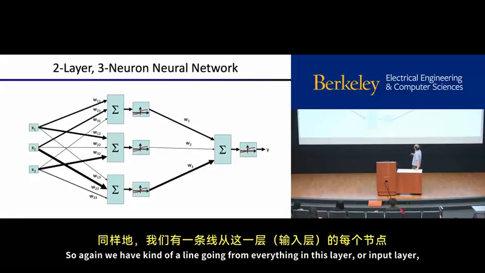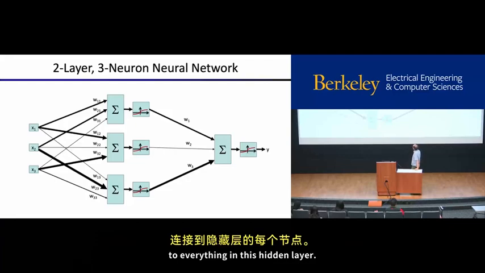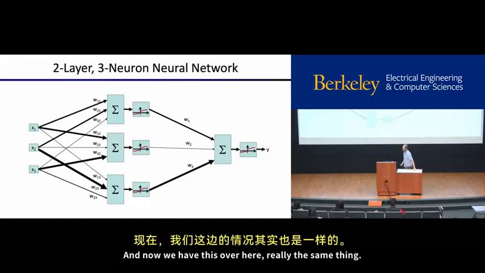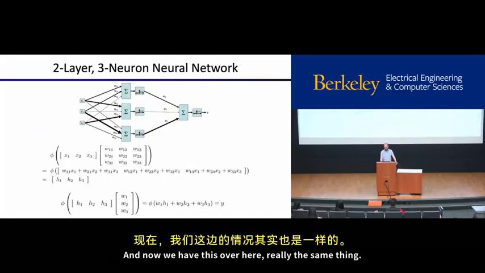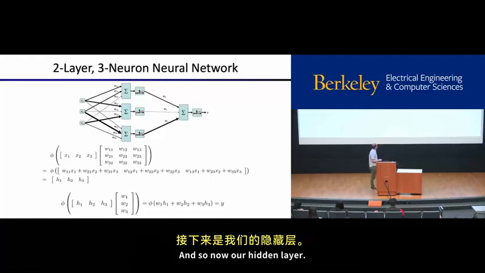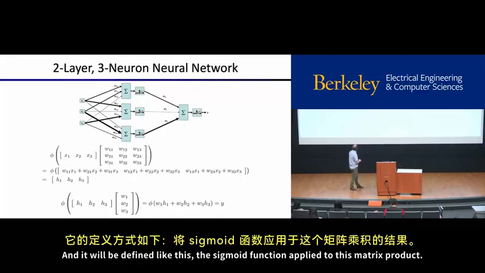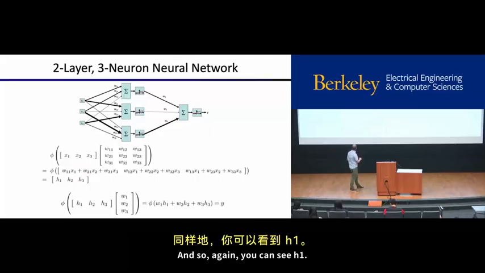So again, we have kind of a line going from everything in this layer, our input layer, to everything in this hidden layer. So this is going to be 3 vectors, you could think of them as. And now we have this over here, really the same thing. And so now our hidden layer, we'll call them H1, H2, H3, and it will be defined like this, the sigmoid function applied to this matrix product.